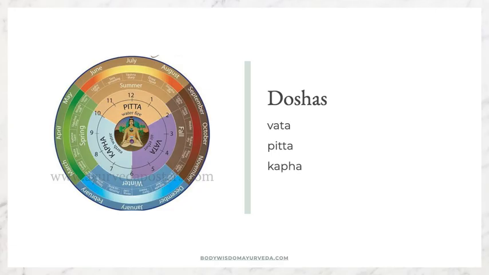Doshas can be identified in various seasons of the year, different times of day, different climates, as well as in plants and animals, including humans. Each dosha embodies a combination of the elements and the gunas that create an energetic force of nature.